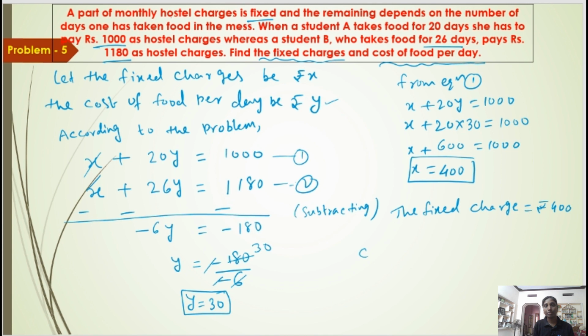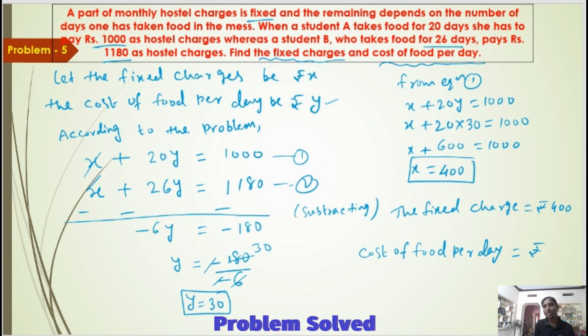The food cost per day, which is y, is equal to rupees 30. Per day food charge is 30 rupees. Okay, I hope you have understood this problem very well. Now let's move to the next question.